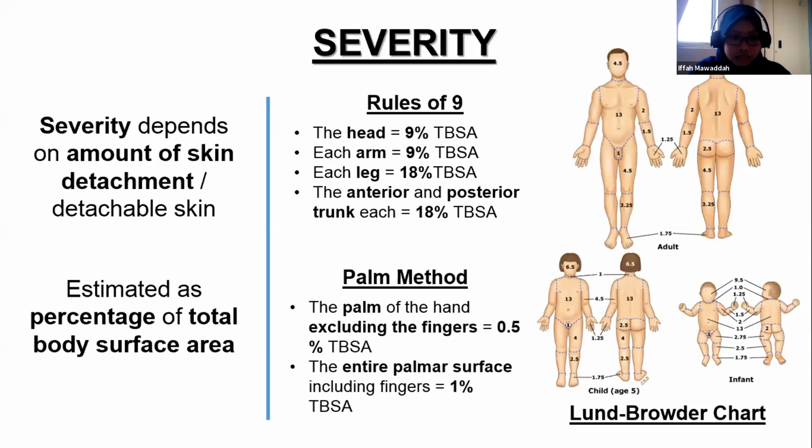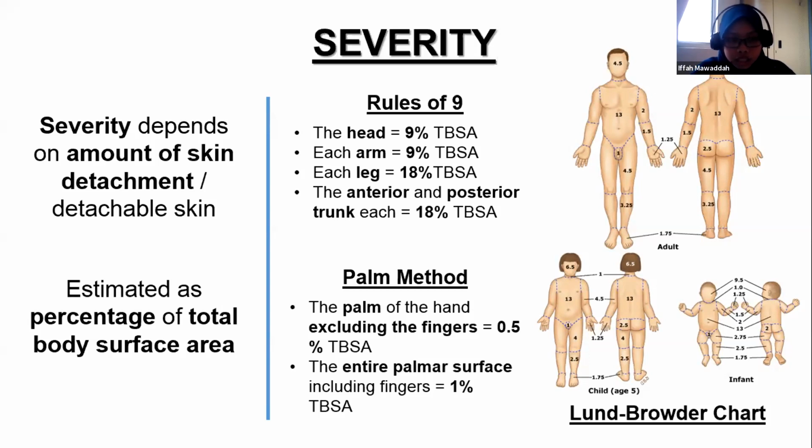Next. For the severity of this disease, it depends on amount of skin detachment, meaning to say that the skin with positive Nikolsky sign. The extent of this epidermal detachment should be estimated and recorded as percentage of body surface area involved. So to estimate how many percent body surface area are involved, there are several methods that may be used, such as using Lund-Browder chart, rules of 9, and also palm method.